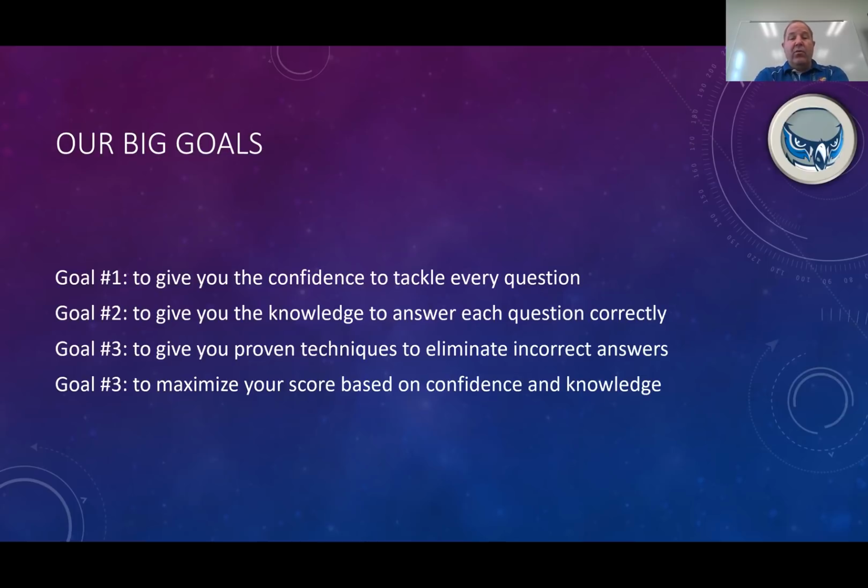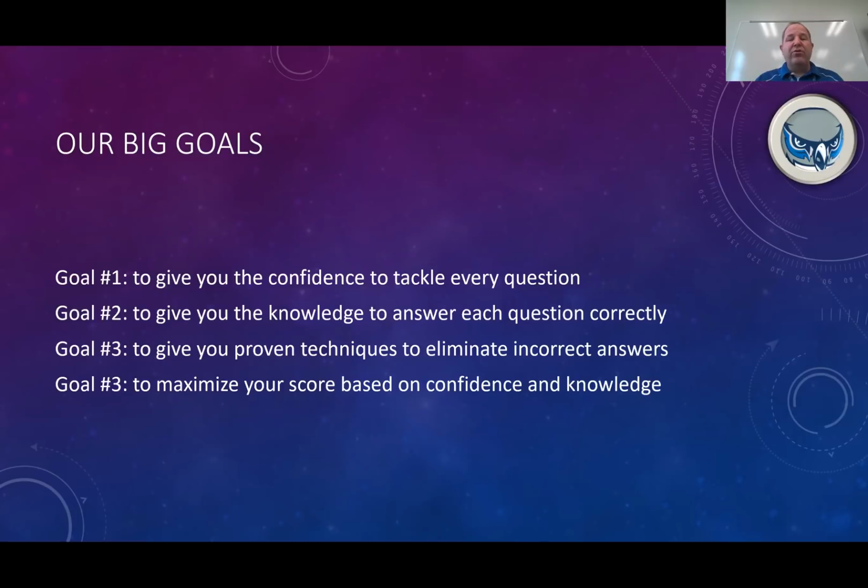I want to give you some knowledge to answer each question correctly. That's the content part we'll be teaching. Some of this stuff you learn in 7th grade, like least common multiple. When's the last time you've done that? Well, it appears on the ACT every year. 1 question. I want to let you remember those things.